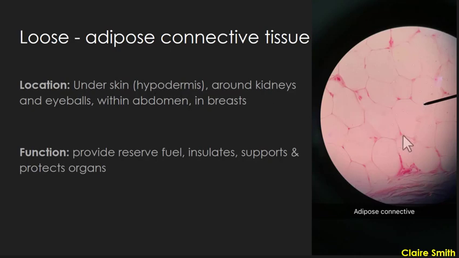Okay, so location of adipose connective tissue loose is any place you would find fat. So under your skin, around kidneys and eyeballs, within your abdomen, and in breast tissue. Function is to provide reserve fuel. So that's the point of fat, is the extra storage. So if you need energy, don't have access to food, you have this fat reserve that your body can break down for energy. Insulates, supports, and protects organs. Okay.